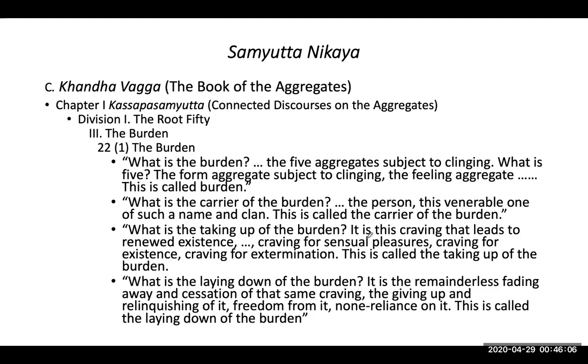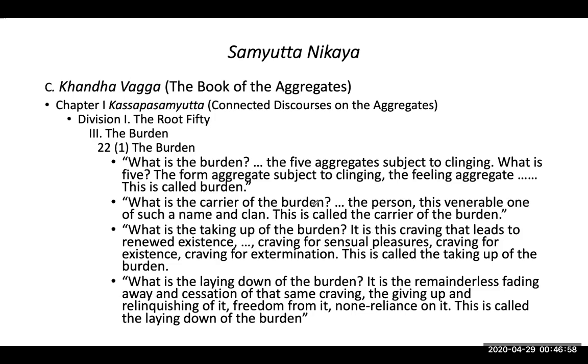It is this craving that leads to renewed existence, accompanied by delight and lust, seeking delight here and there. Therefore, craving is the main carrier of the burden. Because of craving, human beings carry this burden. Then, what is the laying down of the burden? It is the remainderless fading away and cessation of that craving. Giving up the craving, freedom from craving, non-reliance on craving. This is called the laying down of the burden.